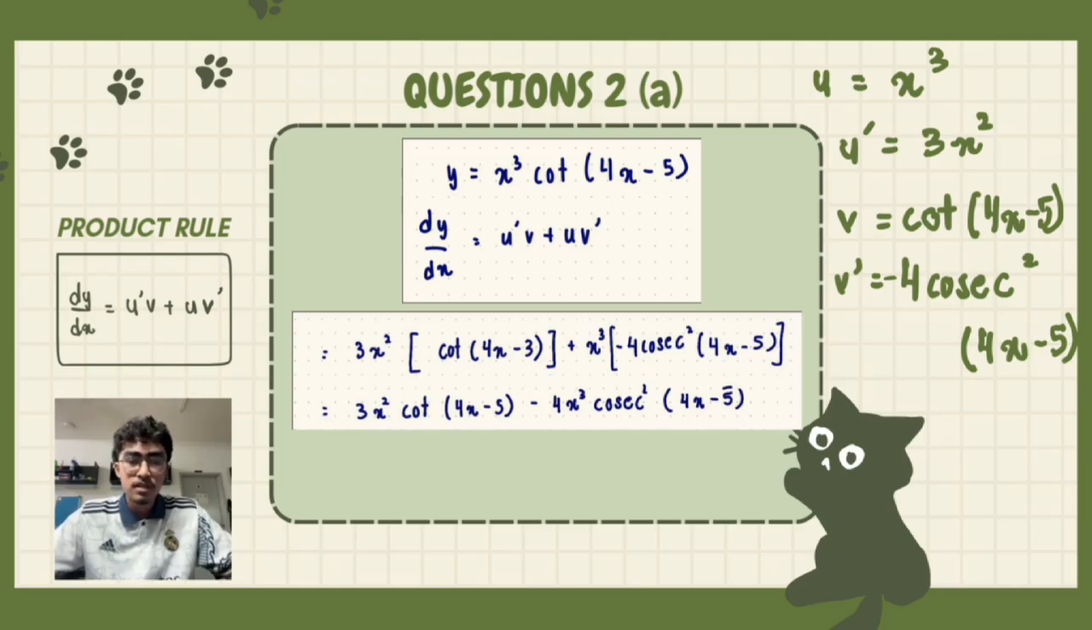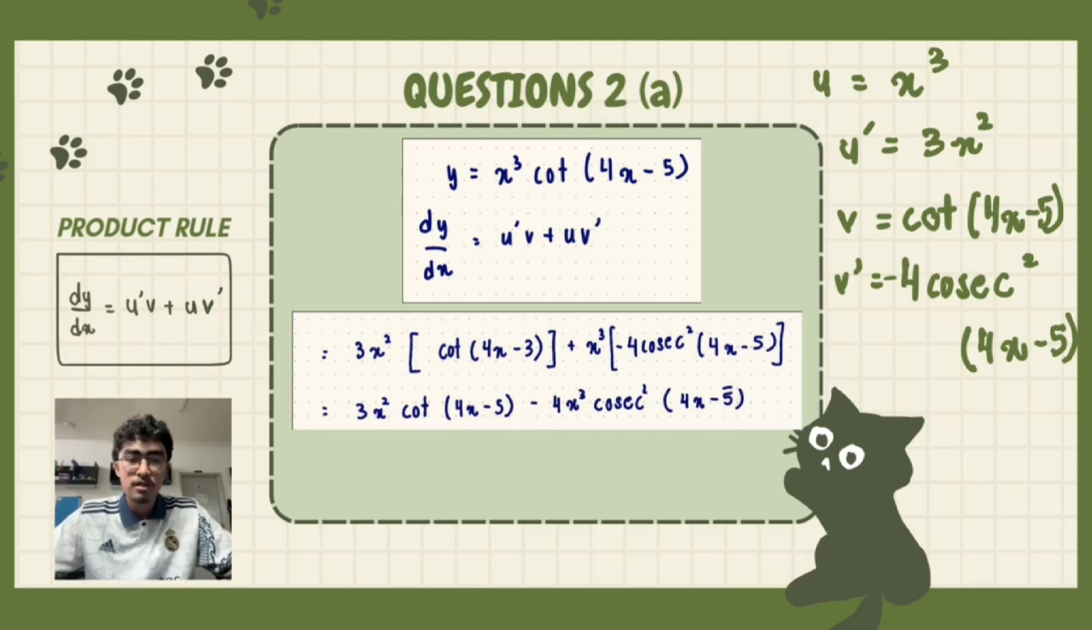Next, we let v equals cot(4x minus 5). To differentiate v, I use the chain rule. The derivative of cot x is minus cosecant squared x, and since the inside function is 4x minus 5, I multiply by 4. So we get v prime equals minus 4 cosecant squared (4x minus 5).